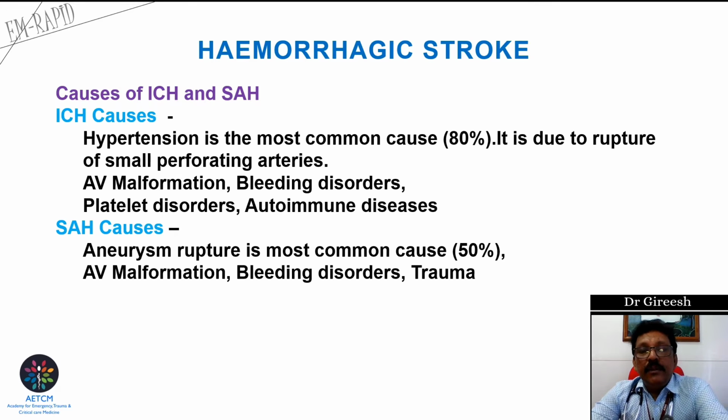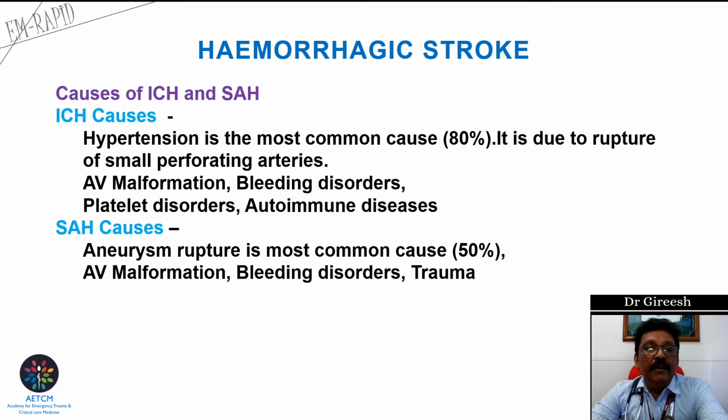Hemorrhagic stroke: we have seen only 15% of the strokes are due to hemorrhages. That can be divided into subarachnoid hemorrhage or ICH. In ICH, most of the bleeds are due to hypertension. Hypertensive bleed is the most common in intracranial bleed. Subarachnoid hemorrhage is mainly due to aneurysm or AV malformation.